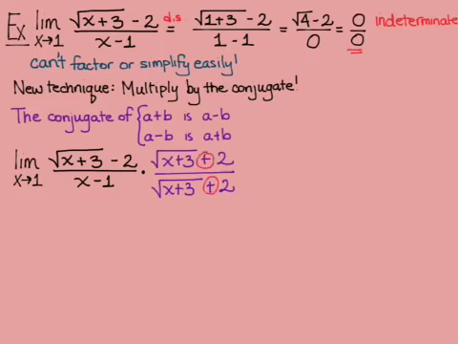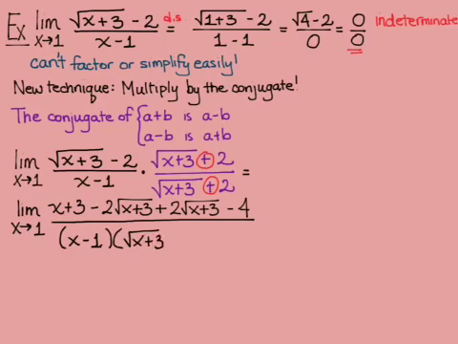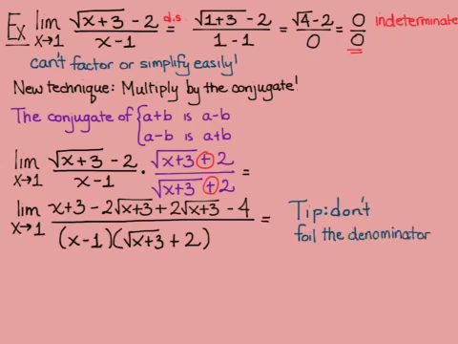Now let's FOIL out the numerator. So I get the limit as x goes to 1 of x plus 3 minus 2 times the square root of x plus 3 plus 2 times the square root of x plus 3 minus 4, all divided by x minus 1 times the square root of x plus 3 plus 2. Notice that we did not FOIL out the denominator. This is an important tip to help save us time.